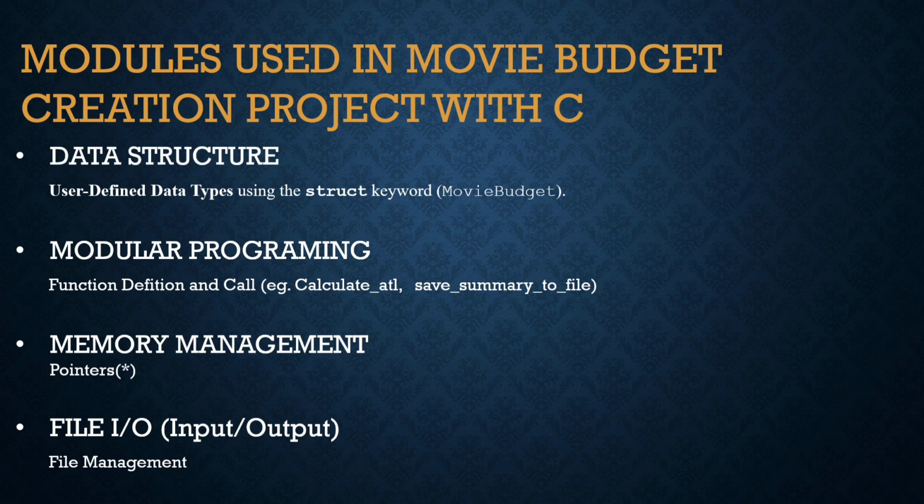Modules used in the movie budget creation project with C. Data structure, we used user defined data types using the struct keyword. Movie budget. Modular programming in C. Function definition and call, for example calculate ATL, save summary to file. Memory management, we used pointers. And file management by giving input and output.